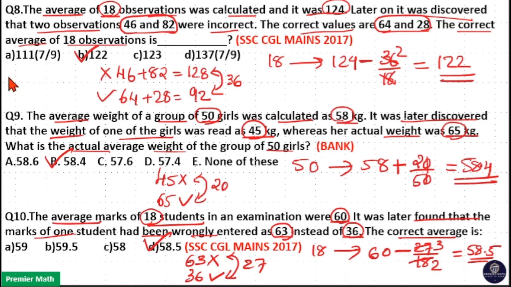Here, if true reading is greater than false reading, then you should add. When true reading is less than false reading, then you should subtract.